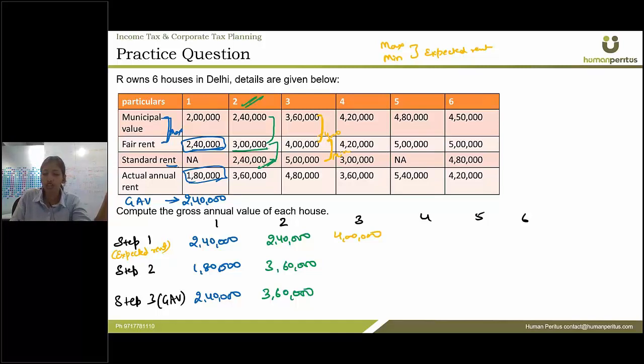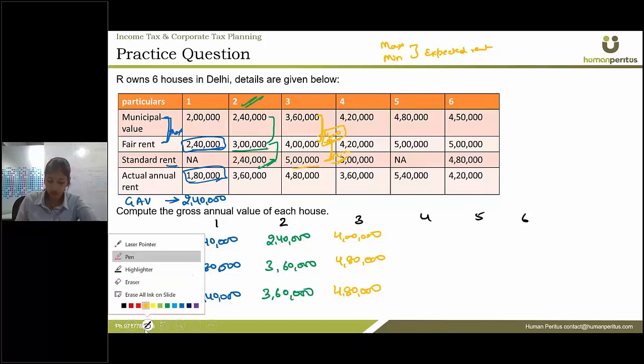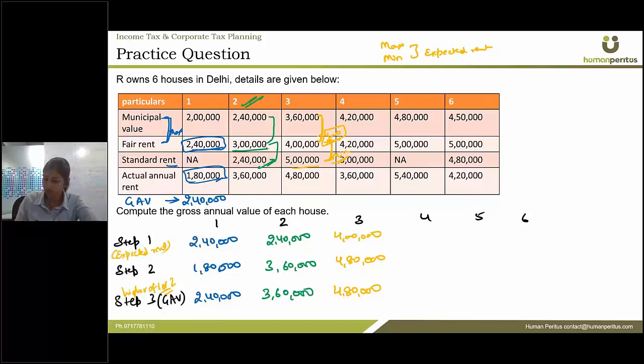Okay, first maximum, then minimum value. So first maximum, 3 lakh 60, 4 lakh. 4 lakh is our maximum value. Then this 4 lakh is compared with standard rent, that is 5 lakh, and we take the minimum value. Then step 2 is actual rent received, which is 4 lakh 80,000, and step 3 is higher of 1 or 2. So our GAV will be 4 lakh 80,000. Is this clear?